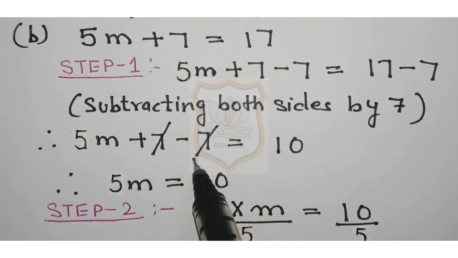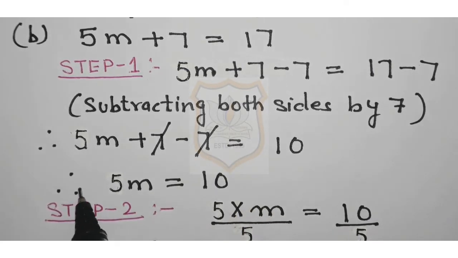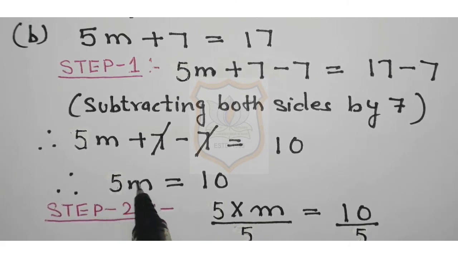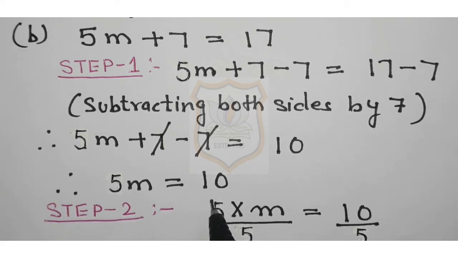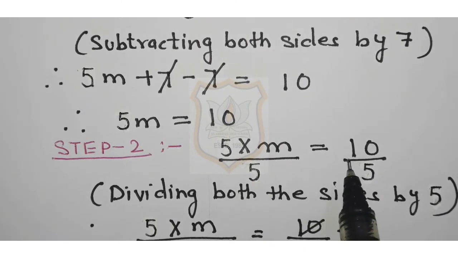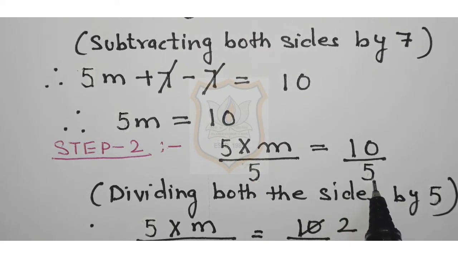Therefore, 5m plus 7 minus 7 is equal to 10, because 17 minus 7 is equal to 10. Plus 7 and minus 7 cancel out. Now, therefore, 5m is equal to 10. Again, we have to separate this 5 from m. So step 2 is, we have to divide this 5m by 5 and 10 also by 5 to maintain the equality.